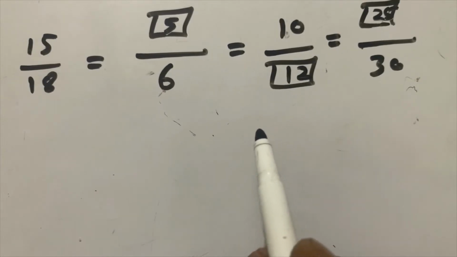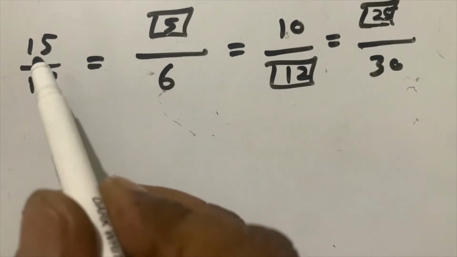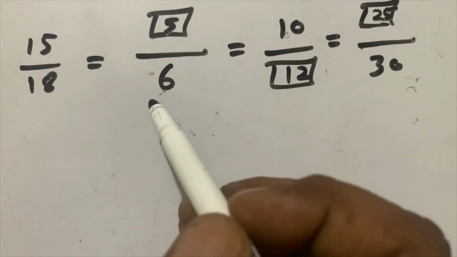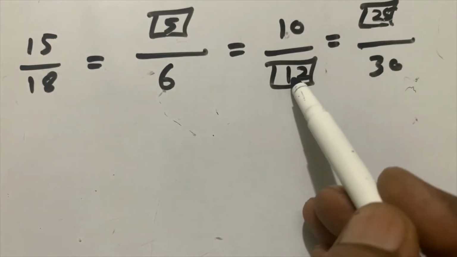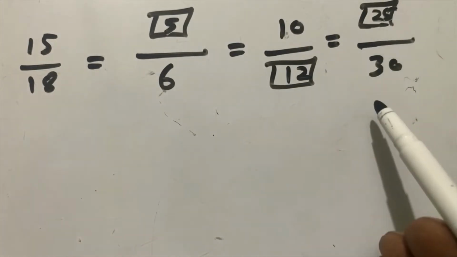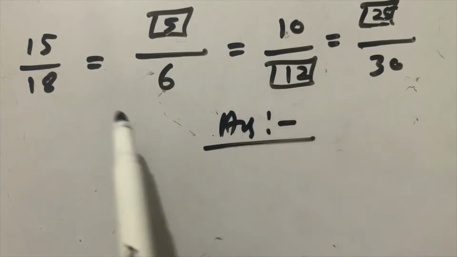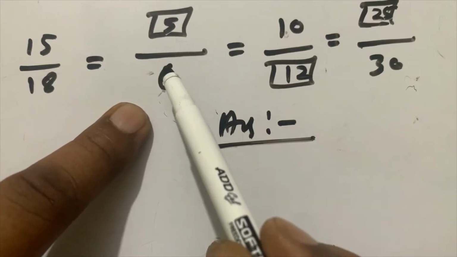Okay, and if we, 3 5 is 15, 3 6 is 18, 5 upon 6, 10 upon 12, 25 upon 30. That is the answer. And if we see, we are getting each ratio.